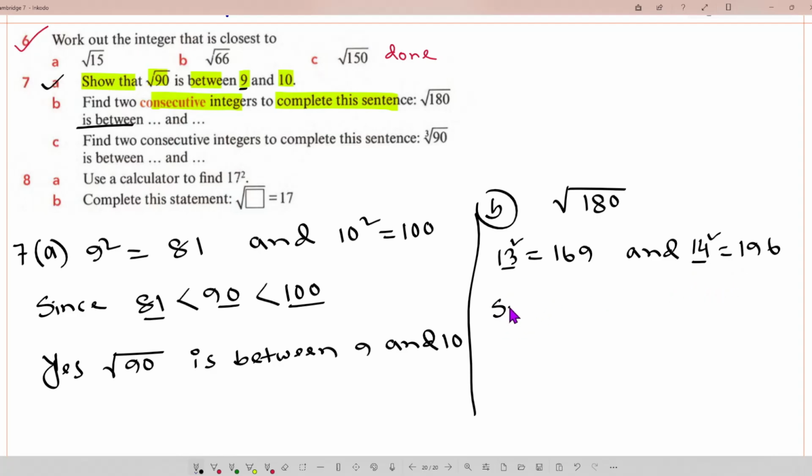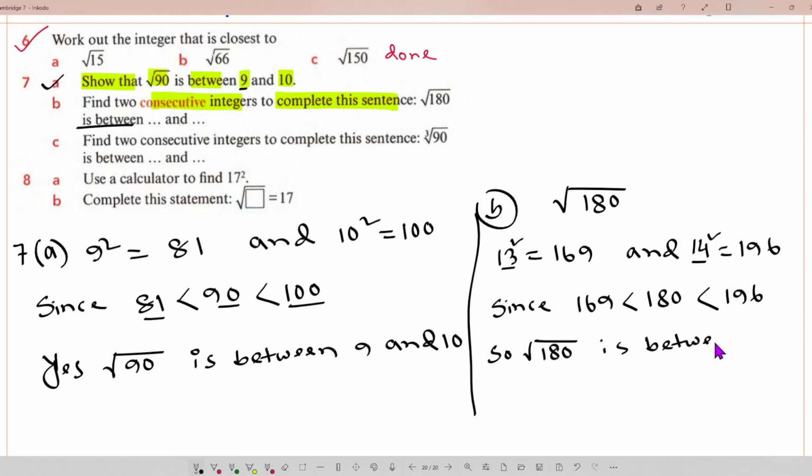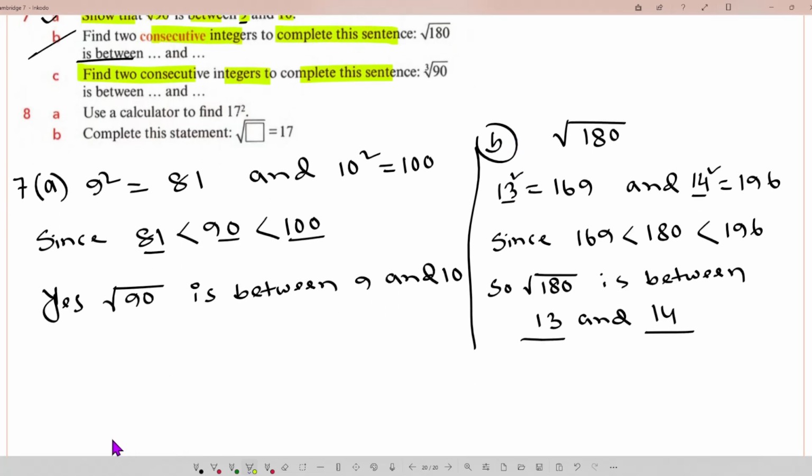So since 169 is less than 180 and less than 196, root 180 is between 13 and 14. 13 and 14 are consecutive numbers. Now a similar question, number C, find two consecutive integers to complete this sentence. Cube root of 90 is between.